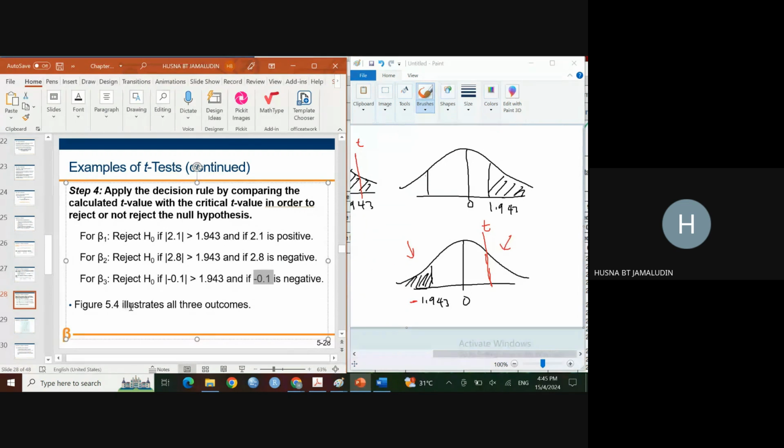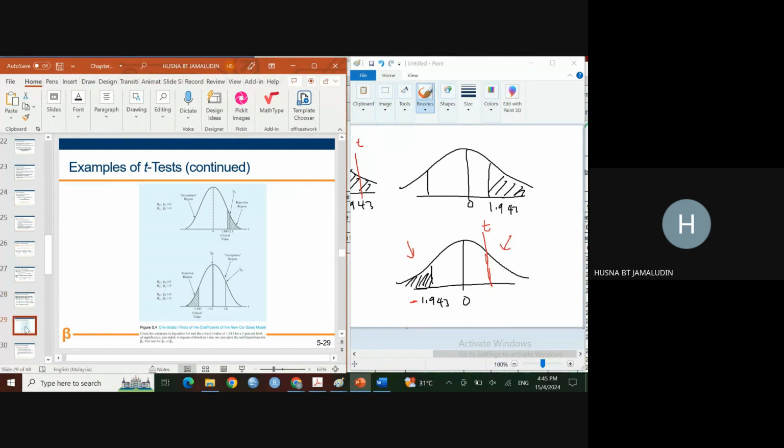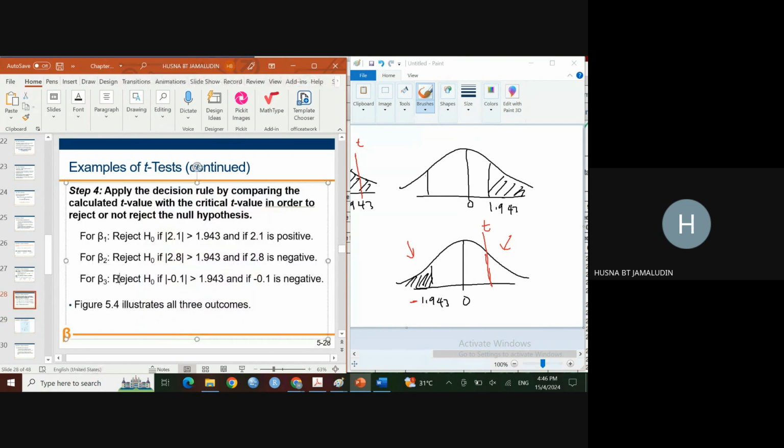So let's look at the illustrations of these three outcomes. Oh, it's already there. You can see here, remember the second example, your CV is on the left side because the sign of your CV follows your HA, your expected sign. But your test statistic is positive 2.8, so you can see that it is not inside the rejection region. Basically the illustration is only two diagrams, so I hope that you can also draw a diagram for the third beta.